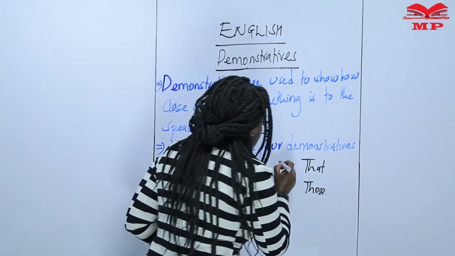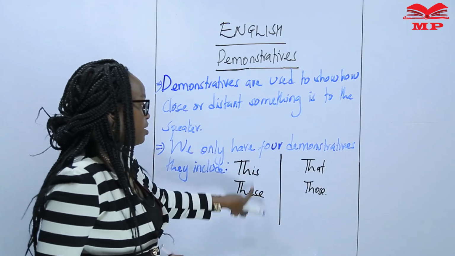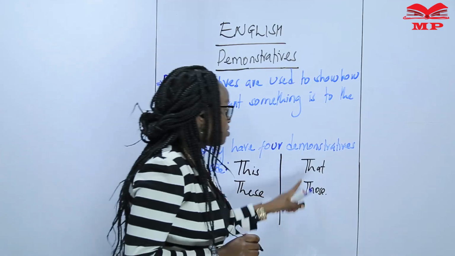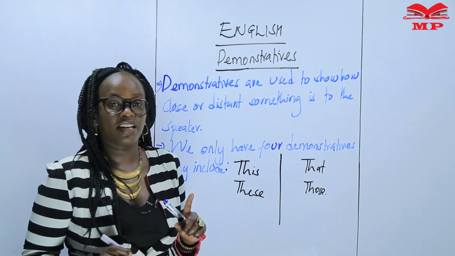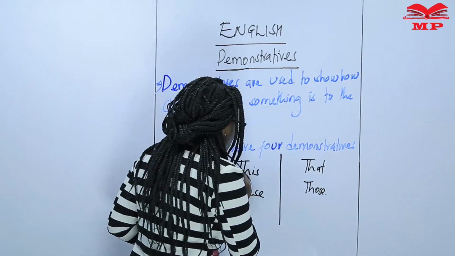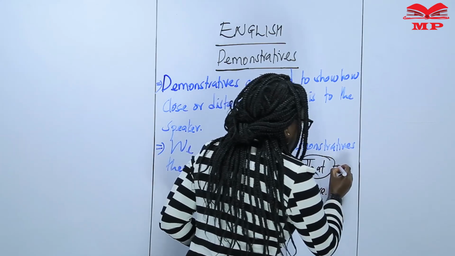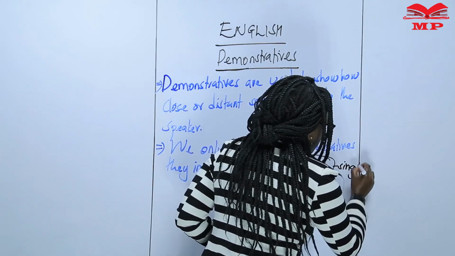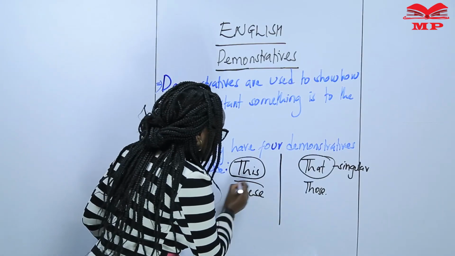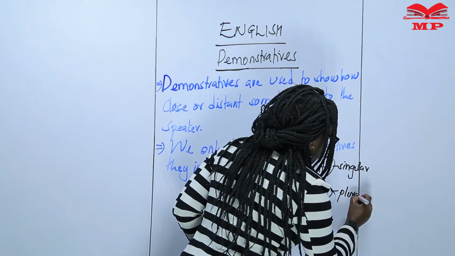So therefore, these 2, this and these, are used when you want to talk about something that is closer to you, and then these 2 are used when you're pointing out something that is a bit further away from you. Then this one and that one are used with singular subjects. So these ones are in singular, and then these and those are in plural.